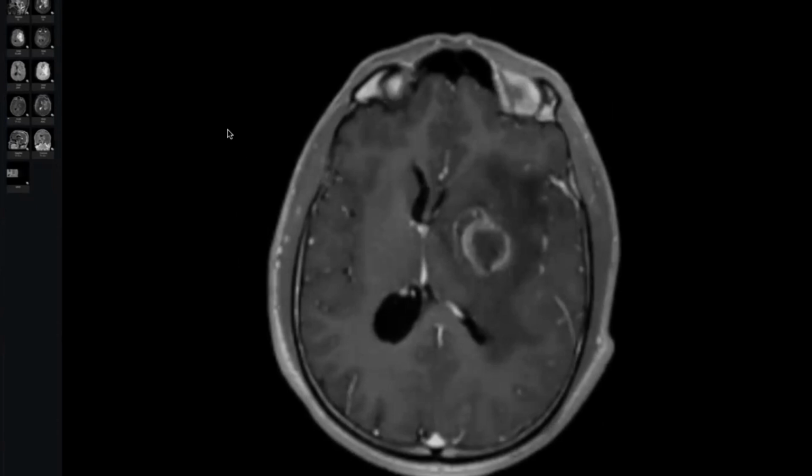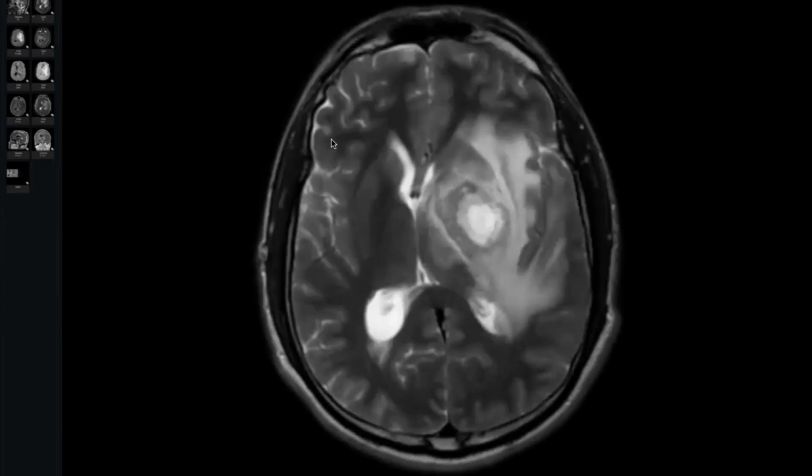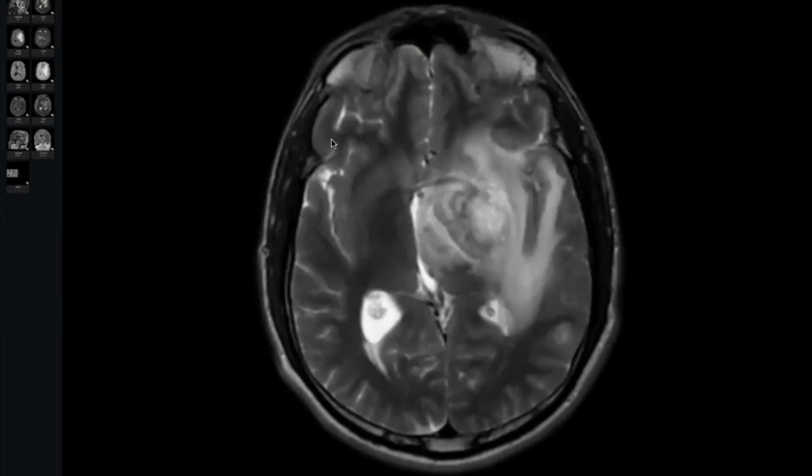Because it mostly involves the basal ganglia region, and it also presents with marked edema. Yes, but what is the name of this sign? Sorry, I couldn't remember. See here in T2. What is the name of this sign? Concentric ring, concentric target sign. Okay. Target sign. See? Two target signs, 1, 2.